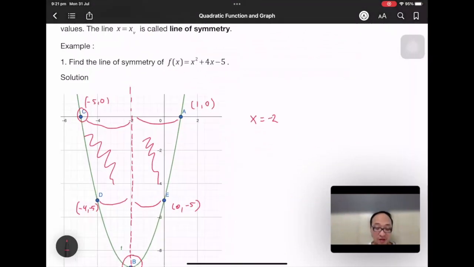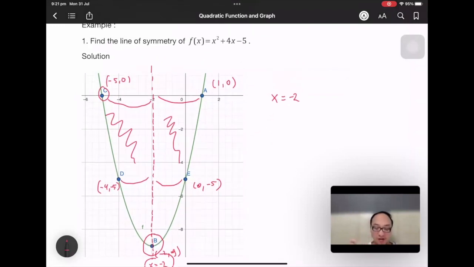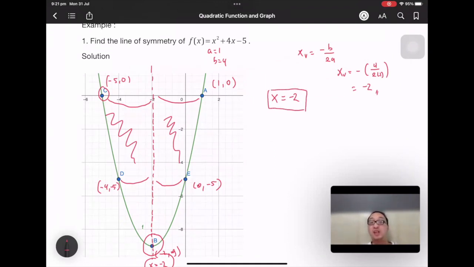How do you know that? We can use the formula xv equals negative b over 2a. A equals 1 and b equals 4. So xv equals negative 4 over 2 times 1, so equals negative 2. So the equation of the line of symmetry is the x value of the vertex.